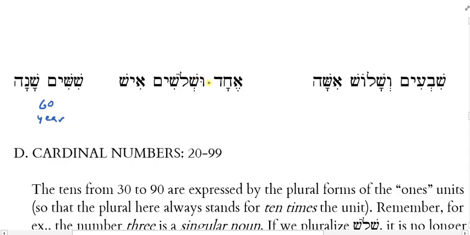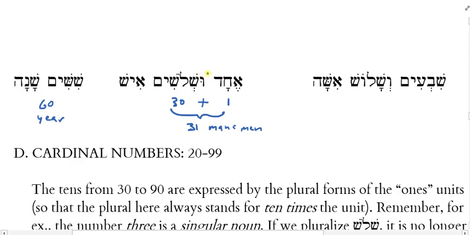Now look at the next one. I have echad ushloshim. This is what number? Echad? It's 1. Good. And shloshim is the plural of shalosh. That's 30. So this is 1 and 30. What's that? That's 31. Excellent. And what am I numbering? Ish. 31 man, which means 31 men. See how that works? So I can say 1 and 30, or I could even say 30 and 1.